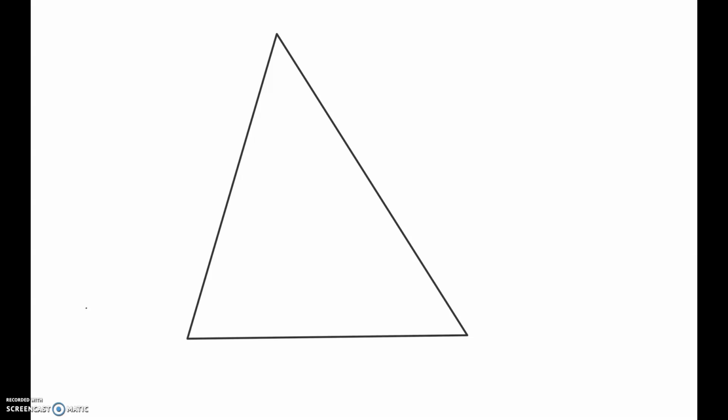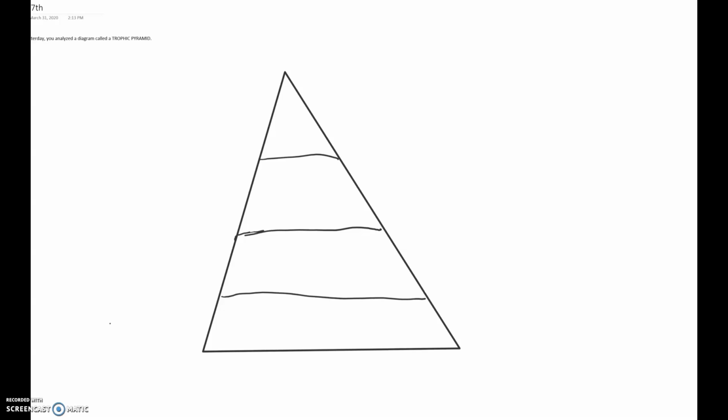All right. And then you're going to divide that triangle into 4 sections. So something like this almost looks like a food pyramid, right? And that's sort of what we're doing, except we're doing it for the ecosystem. So what we are doing now is called a trophic pyramid. And a trophic pyramid is a diagram used to show the amount of energy that flows in an ecosystem.